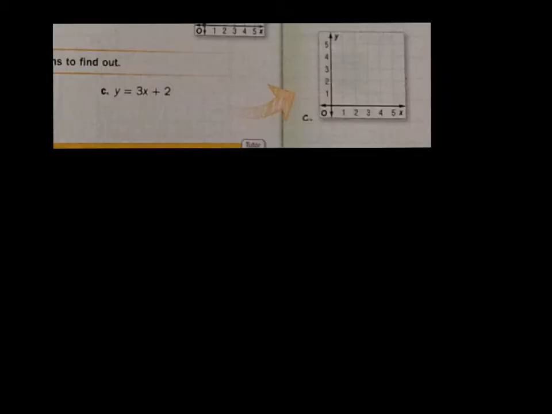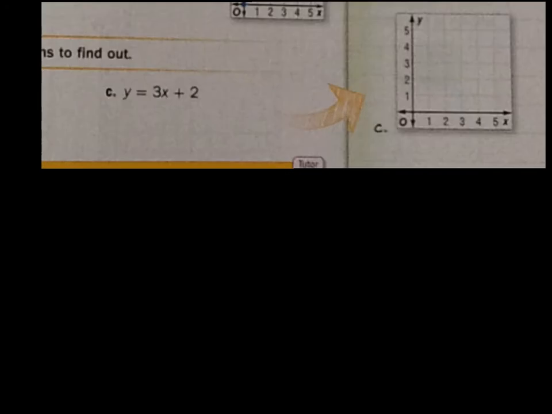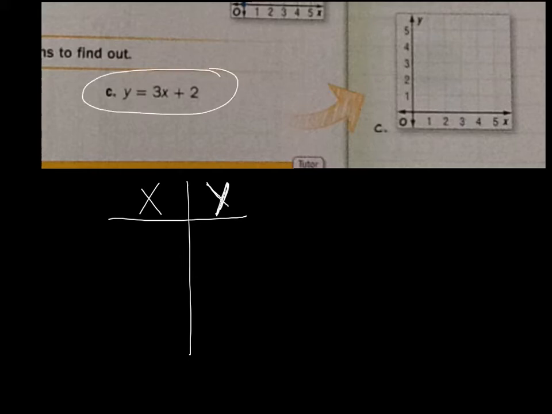You can follow along with me on page 597. We're going to do letter C and then graph it. The first thing to do to solve this problem is to make a chart. I'm going to make an x chart and a y. Those are going to be my two numbers in my chart. This is my equation that I'm plugging values into, and we've done this before.